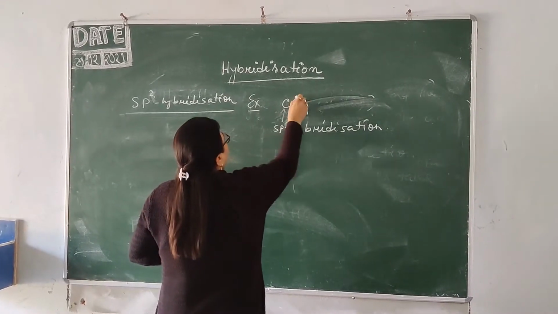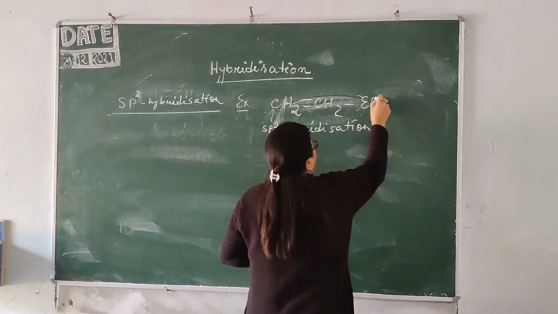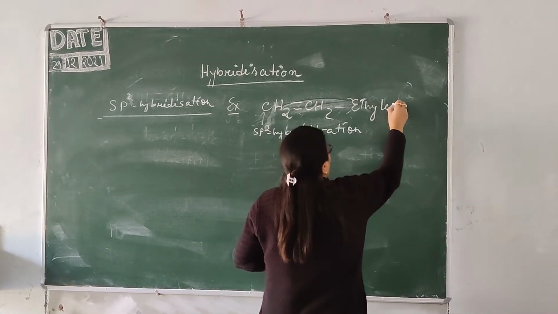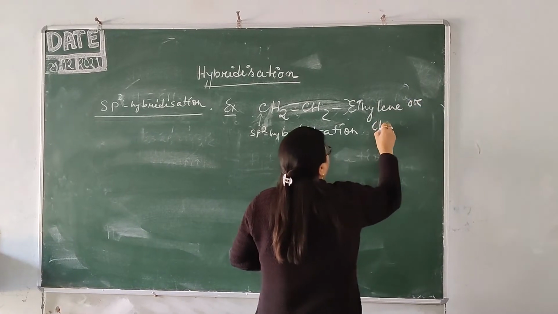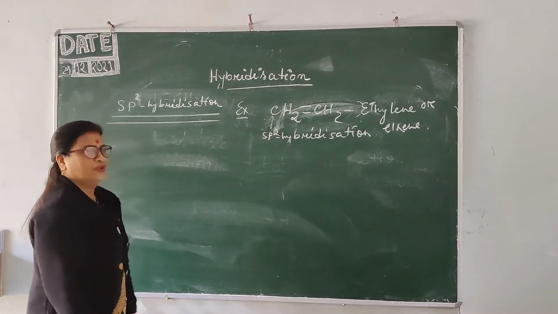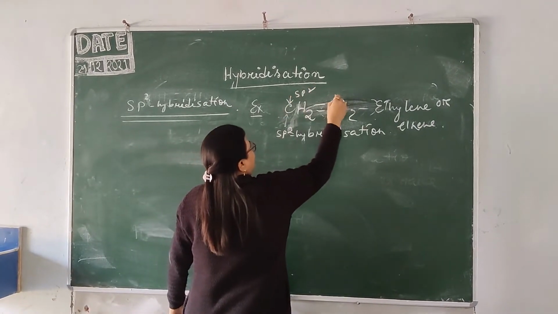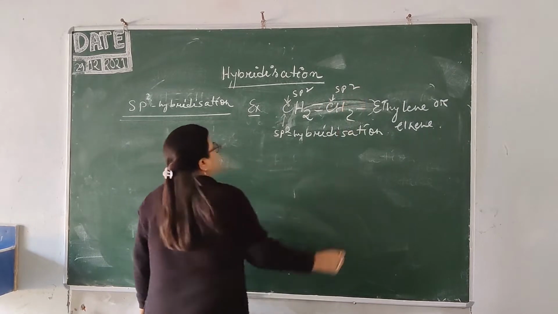Sp2. This is the double bond CH2. This is ethylene, or ethene. Here, both the carbon atoms are sp2 hybridized. This is sp2 hybridized. This is also sp2 hybridized.